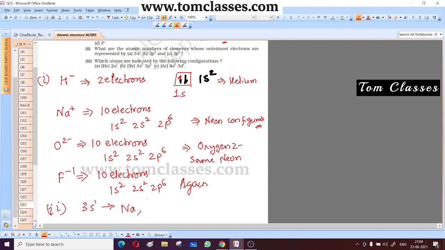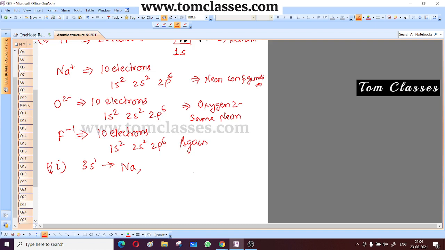And 2p3. If I have to write, 2p3 means 3 here. So the total number here will become 3 and 4, 7. So 7 is for nitrogen, right? So this is going to correspond to nitrogen. Is that okay?